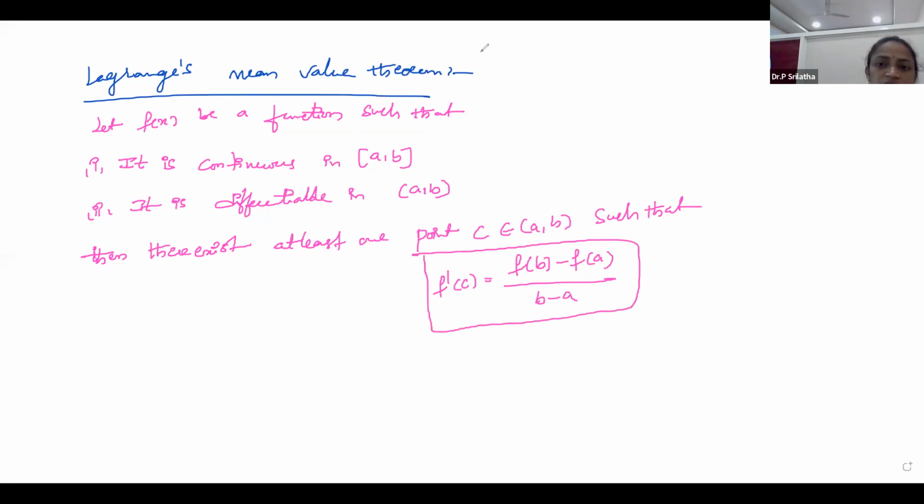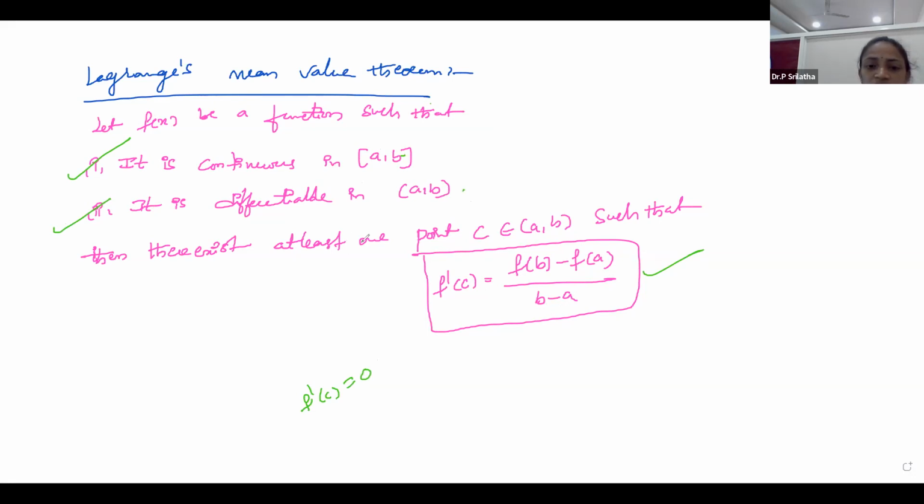So this statement is also same like Rolle's theorem, but here we don't have the third condition. In Rolle's theorem, f dash of c equal to 0, right? But here f dash of c equals f of b minus f of a divided by b minus a. Everything is same. So here also, f of x be a function such that first one is it is continuous in closed interval a comma b. Always continuity is considered in closed interval a comma b only. And it is differentiable in open interval a comma b.